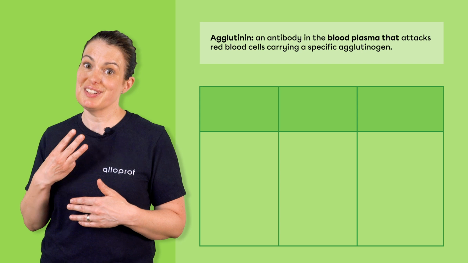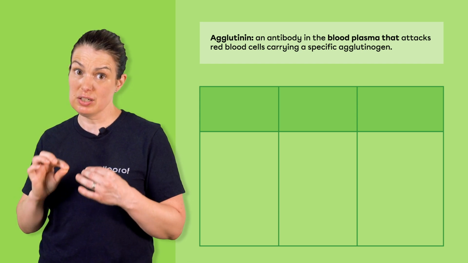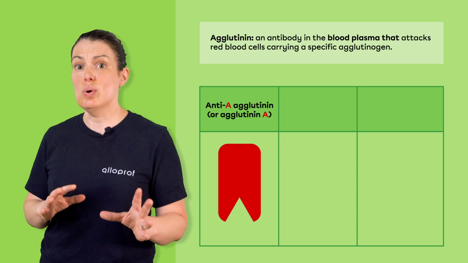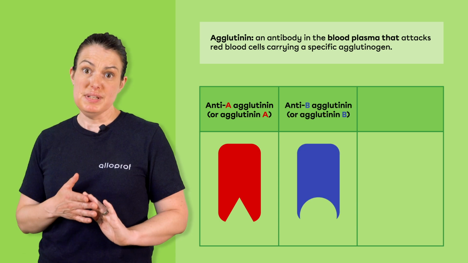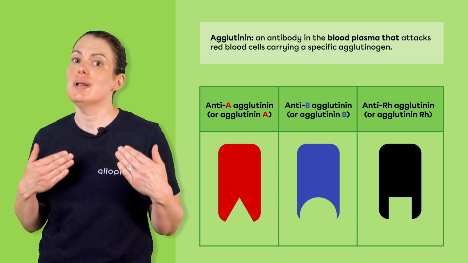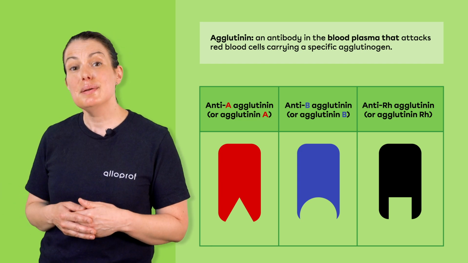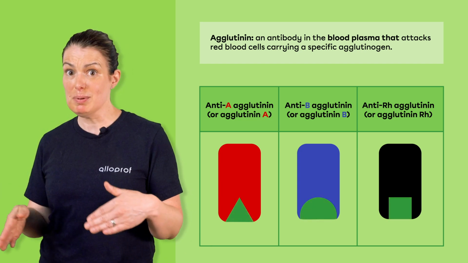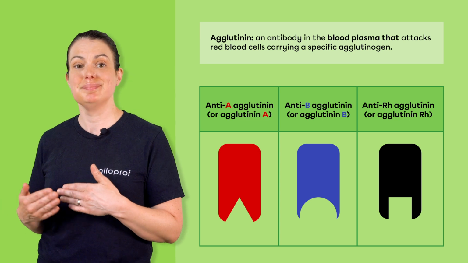There are 3 types of agglutinins, each attacking a specific agglutinogen: anti-A agglutinin or agglutinin A, anti-B agglutinin or agglutinin B, anti-Rh agglutinin or agglutinin Rh. Agglutinins are represented by shapes complementary to their corresponding agglutinogen. When an agglutinin attacks an agglutinogen, an immune reaction occurs. This reaction can cause chills, fevers, chest and back pain. In severe cases, the kidneys can be affected, and the reaction can even result in death.